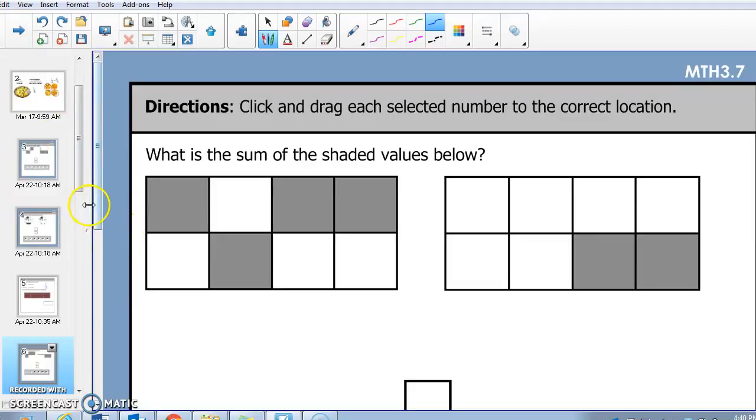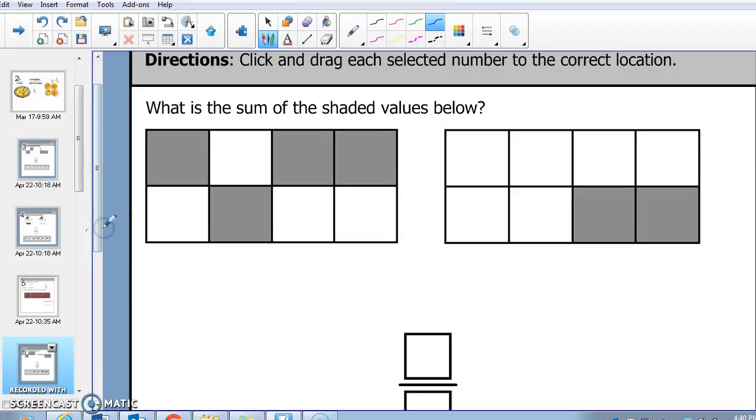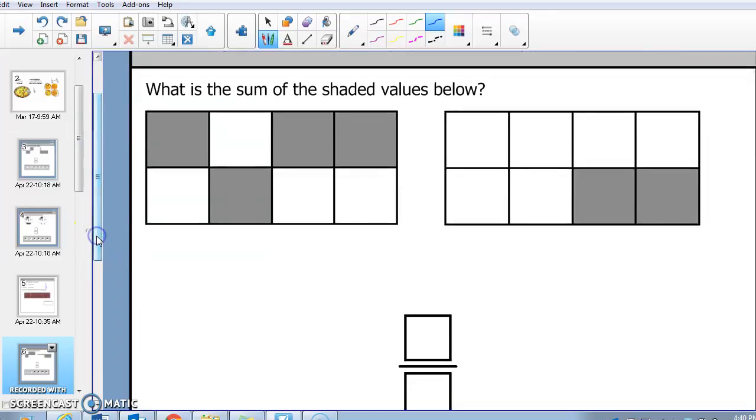Okay, try this next one on your own. Pause the video for a moment and try to figure this out in your math journals.